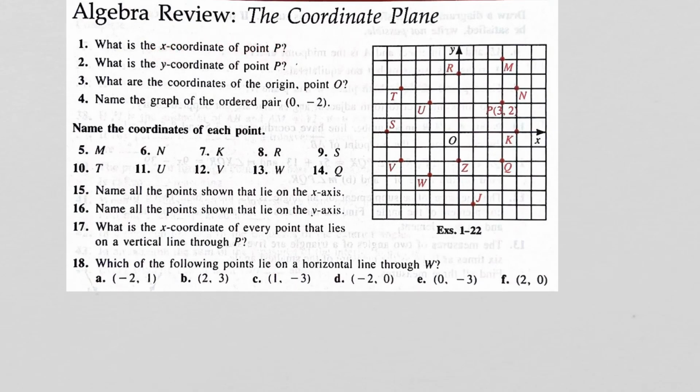Okay, the x-coordinate of point P. Here's point P. That's the x-coordinate. That's the y-coordinate. So the x-coordinate is 3. The y-coordinate would then be 2.